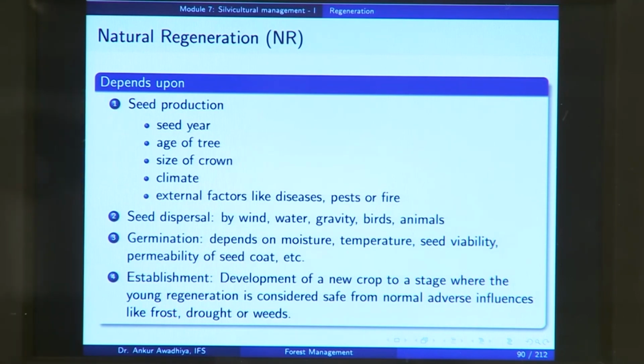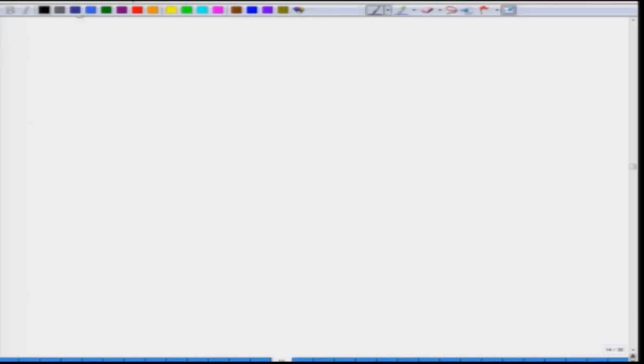It also depends on the age of the tree. So, if your tree is a mature tree, not very young, not very old, in the prime of its health, then it will produce a large number of seeds. It also depends on the size of the crown. So, what do we mean by size of the crown?